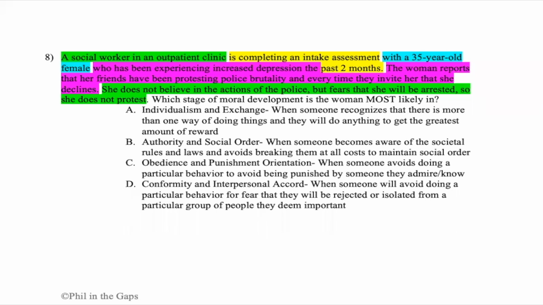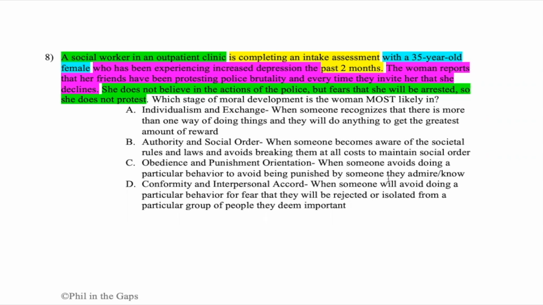She reports that her friends have been protesting police brutality, and every time they invite her, she says no, thank you. The reason is that she does not believe in the actions of the police, but fears that she will be arrested, so she does not protest. Keep all that in mind as we go through each answer choice.